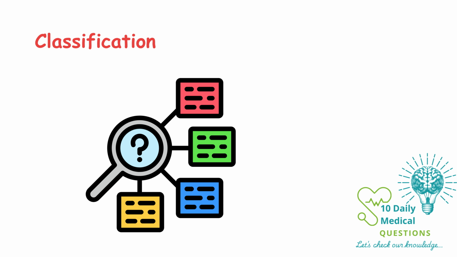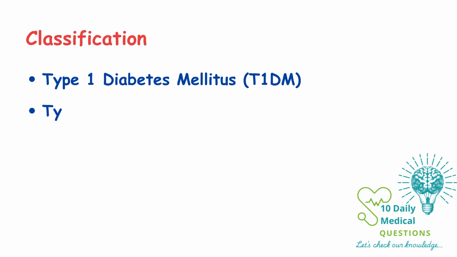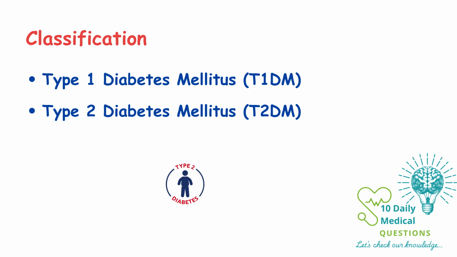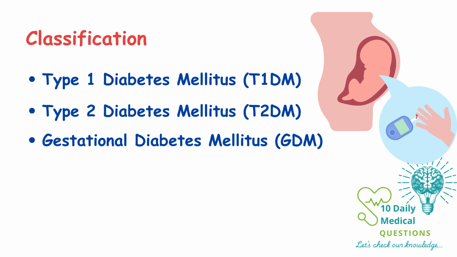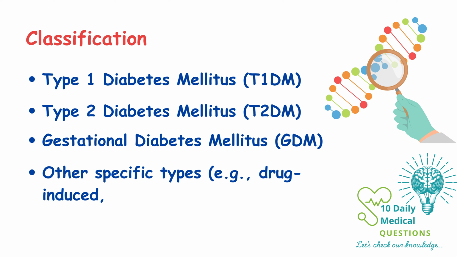Classification. Diabetes can be classified into several groups: Type 1 diabetes mellitus, Type 2 diabetes mellitus, Gestational diabetes, and other rare forms like drug-induced or monogenic diabetes. Each type has different causes, risk factors, and management strategies.